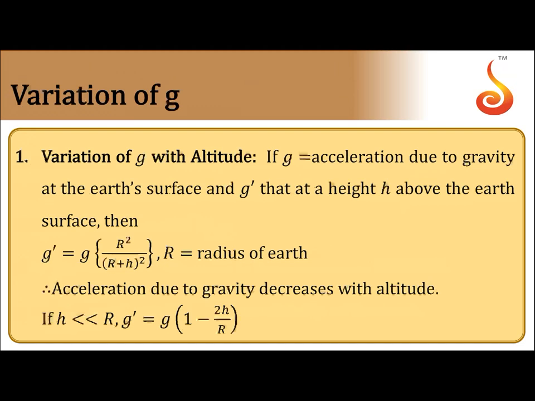So g varies with altitude and depth. With altitude, the new value of g, g', is equal to g times r² divided by (r + h) whole squared, where h is the height above the earth's surface. If h is very much less than r, it reduces to g times (1 - 2h/r). If h is comparable to r, you have to use the first equation. If it is smaller than that, then you can go for the second equation. So from this, as you go above the earth's surface, with an increase in altitude, the g value decreases.